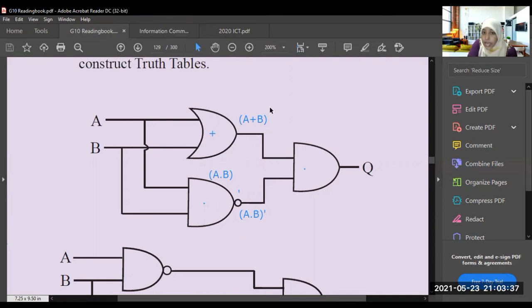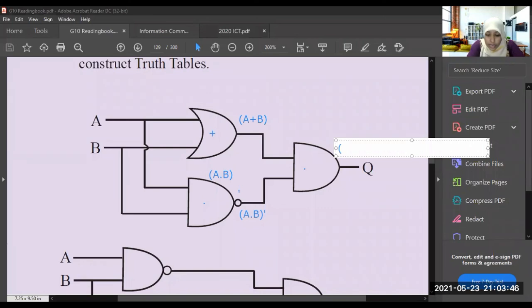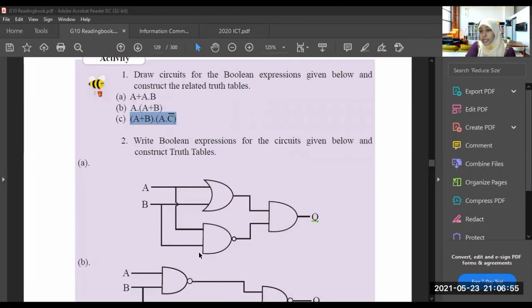Then A OR B comes out from here, and following with that, another expression is coming, no? So before it comes, this AND symbol should be used, and A and B bar.